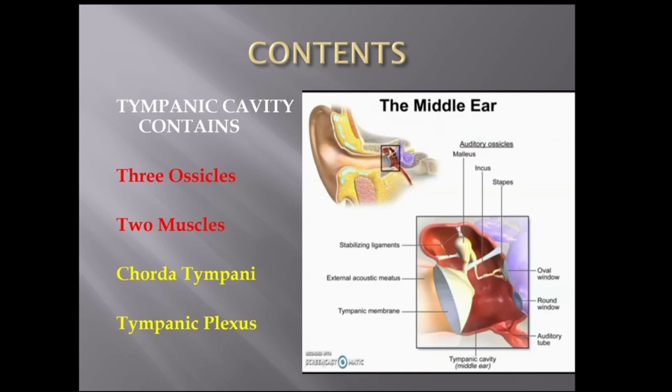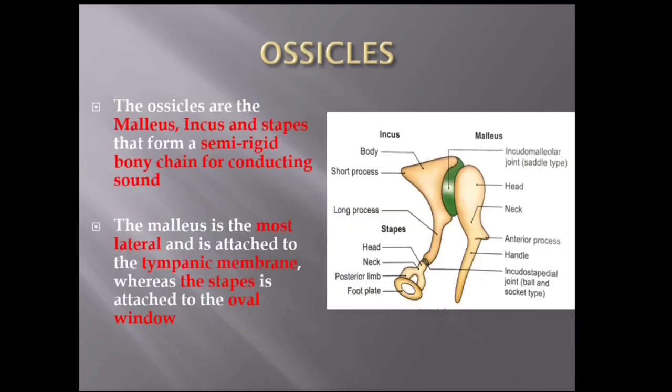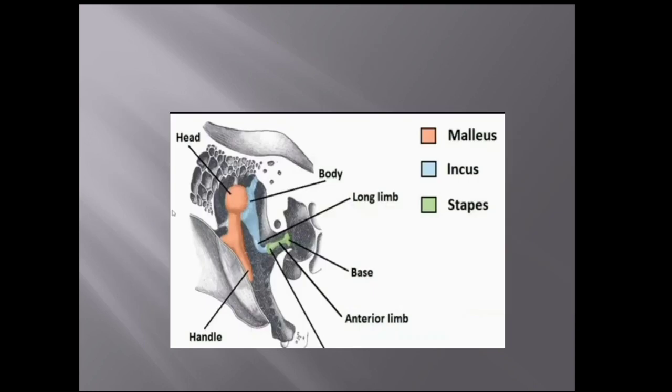Now the contents of this tympanic cavity are 3 ossicles, 2 muscles, the chorda tympani and the tympanic plexus. Ossicles. This is the malleus, this is the incus, and this is the stapes. The ossicles are a semi-rigid bony chain for conducting sound. The malleus is most lateral, attached to the tympanic membrane, whereas the stapes is attached to the oval window.